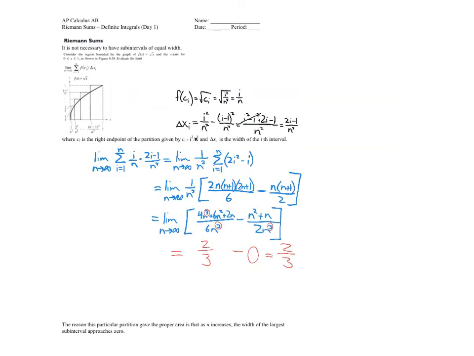Now here at the bottom you can see the comment that's made here. The reason this particular partition gave the proper area is that when n increases, the width of the largest subinterval approaches 0. That's what we started out by saying, is what Riemann realized: it doesn't matter how wide they are to begin with, they're all going to approach a width of 0, so the width can be anything to start.